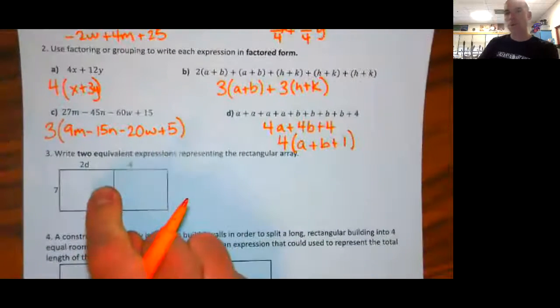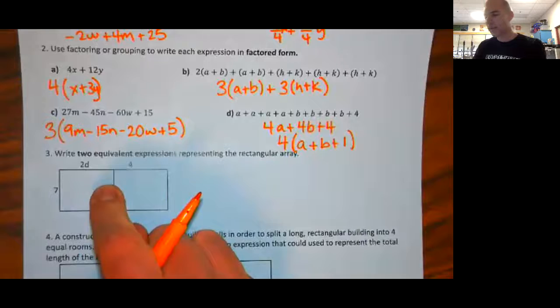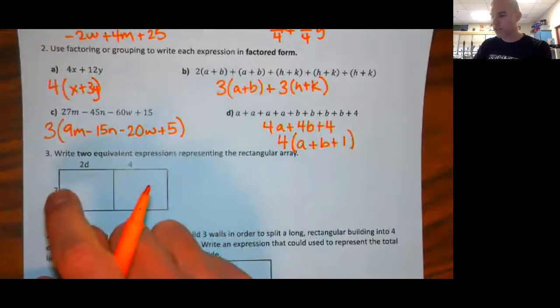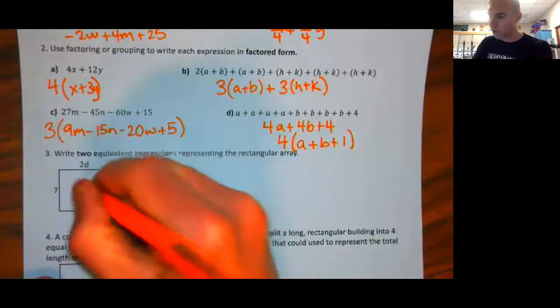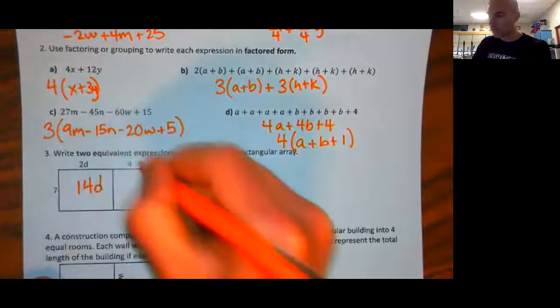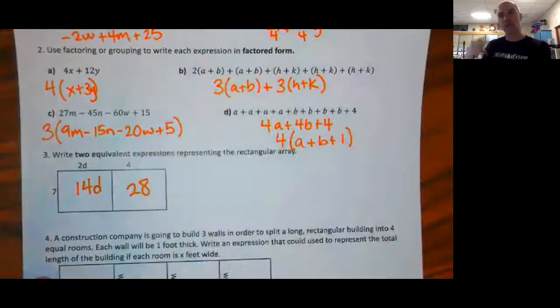I need to write 2 equivalent expressions that represent this rectangular array. Let me do the multiplications first. 7 times 2d is 14d, and 7 times 4 is 28. And so I get 2 expressions.